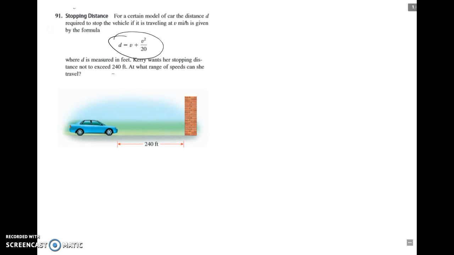So we don't want our distance to be any bigger than 240. So our formula, v plus v squared over 20, has to be less than 240. All right, so we have a quadratic inequality. We need to get rid of that fraction because there are no variables in the fraction. So we just want to get rid of it and move that 240 over.